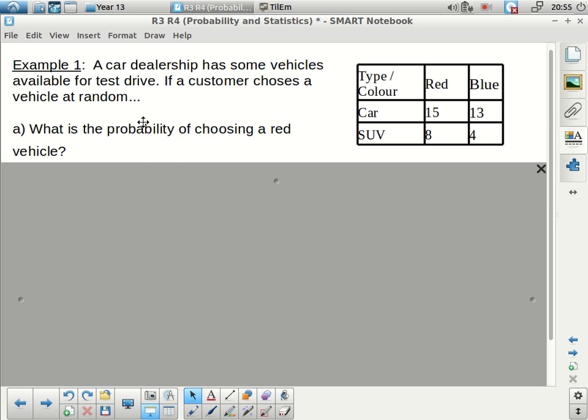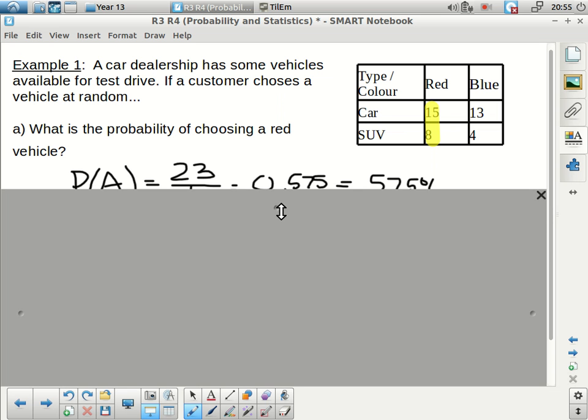Okay, so again, going back to that formula we had, this is going to be theoretical because I can see all the different things that are available there. So the first part was the number of desired outcomes. Desired outcomes, well, that's cars that are red, so that's this here. So if I add those up, I would get 15 plus 8 is 23. So my numerator is going to be 23.